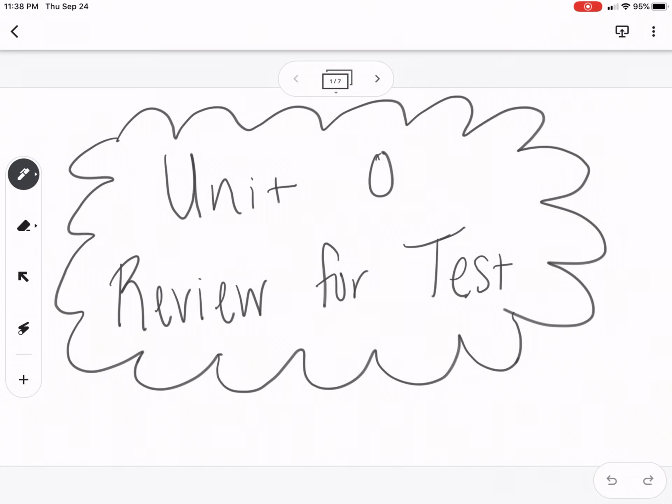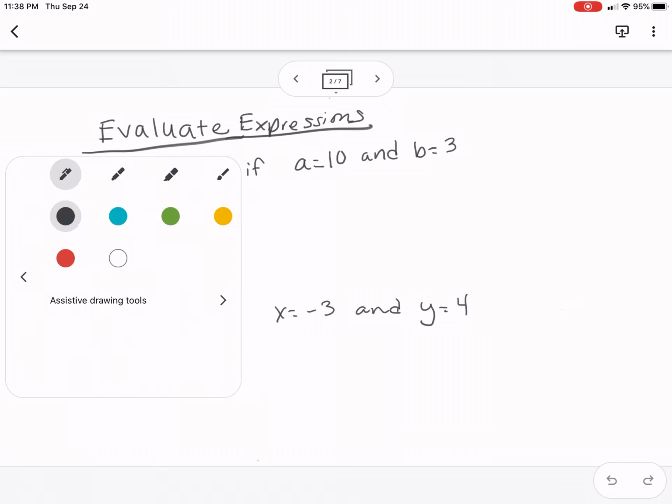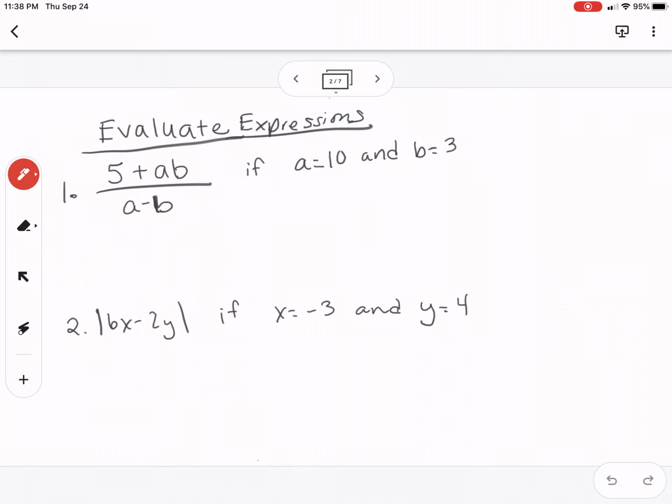This video is going to be a review for your Unit 0 tests. So our first topic that we're going to be reviewing is evaluating expressions. To evaluate means you're going to plug in a number for your variable and simplify or make it smaller. So here on example 1, we're going to plug in 10 everywhere we see an A and 3 everywhere we see a B.